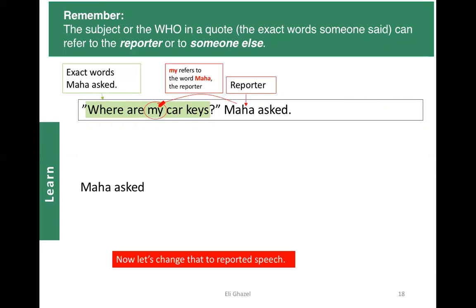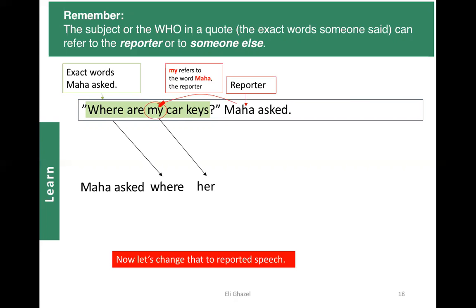Maha asked. Now remember, in the reported speech, it's no longer going to be a direct question. It's going to become a clause that starts with the question word. So what's the question word? Where? And it cannot be in the structure of a question, it has to be in the structure of a statement. So are my car keys is a structure of a question, whereas my car keys are is a structure of a statement.